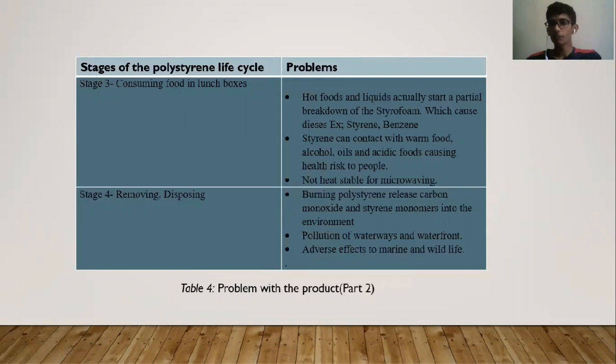And we move on to the fourth stage of the polystyrene life cycle, removing and disposing. When removing or disposing, some people burn the polystyrene. This causes a high release of carbon monoxide and styrene monomer into the environment. This is highly toxic for the soil, plants, and wild animals, and if they eat it, they will have health problems. It also pollutes water bodies, so people who drink that water can get illnesses. It is a high health issue.